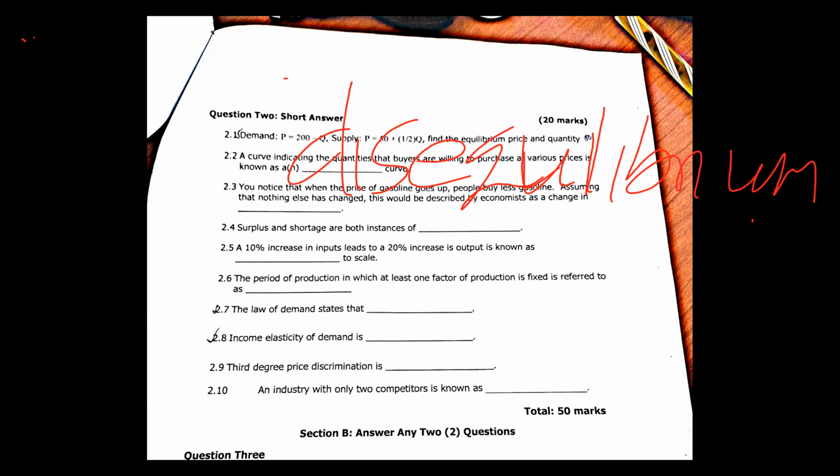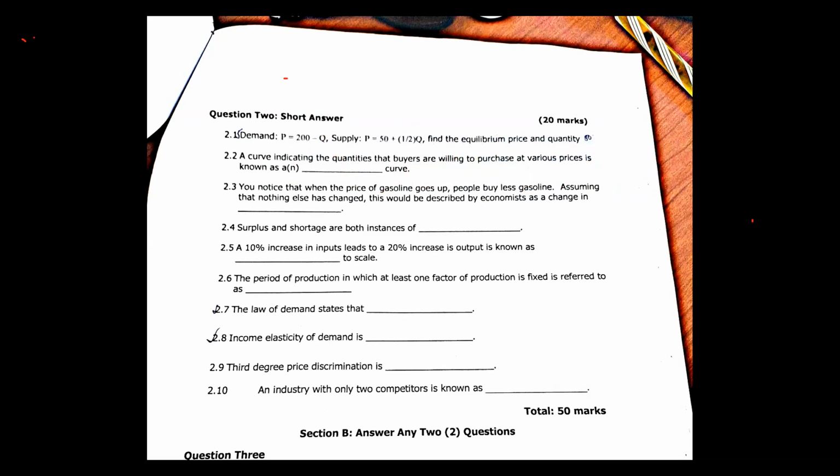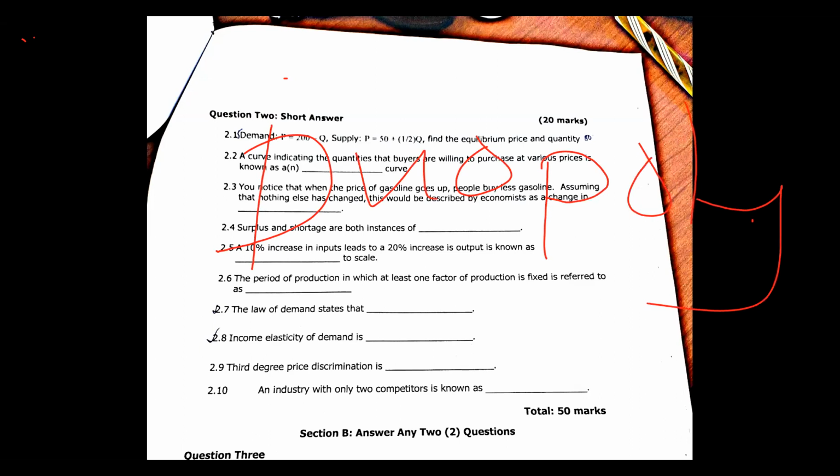An industry with only two competitors is known as? What do you call that market? What do you call that industry where there are only two competitors? I've forgotten this one also. Anyway, it comes from oligopoly, but to be specific, it is called duopoly. Oh, duopoly. That's maybe why I must have gotten it wrong. I wrote oligopoly. It's a duopoly.